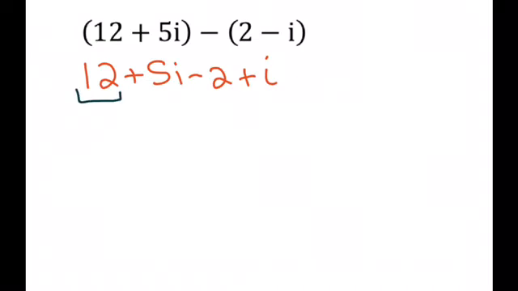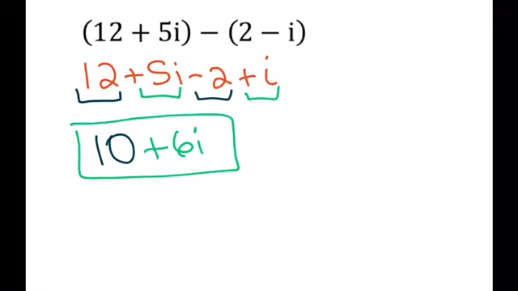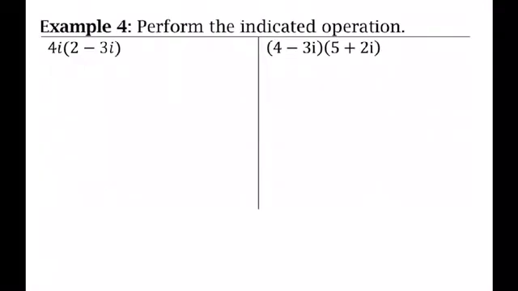We're now going to combine our like terms. So I've got my real number part, so 12 minus 2. And then I've got my imaginary number parts, 5i plus i. So my answer is 10 plus 6i. That is in standard form.